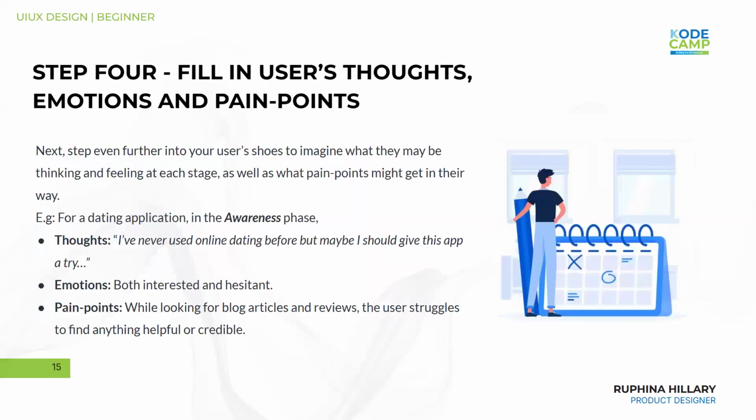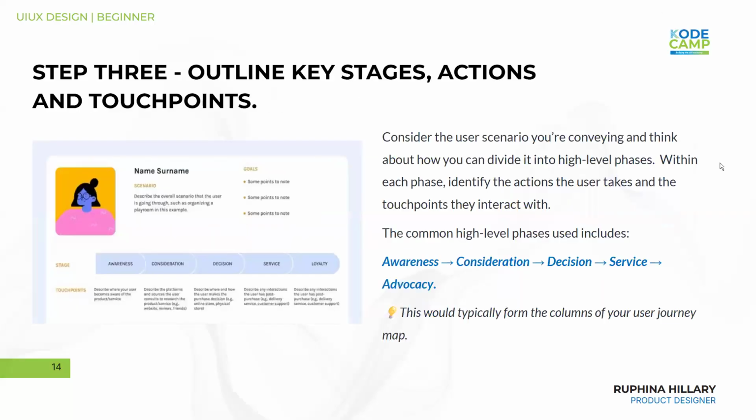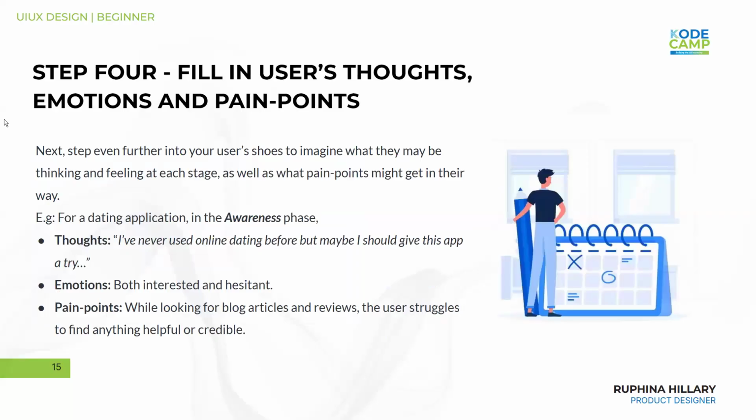After that, the next one is to fill in the user's thoughts, their emotions, and their pain points. So everything here is just deriving from the elements that we mentioned before. Step four is now to fill in their thoughts, their emotions, and their pain points. Now, for the example I gave you for a dating application in the awareness phase, the first stage here, this is five high level phases. So now we're in the awareness phase. The thoughts they're having here in the awareness phase is, I've never used online dating before, but maybe I should give this app a try.